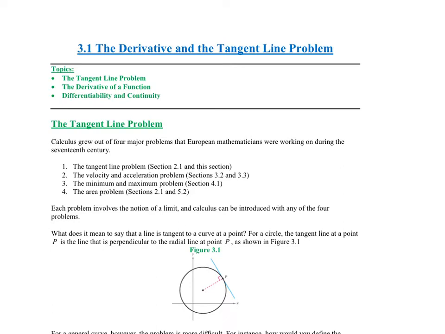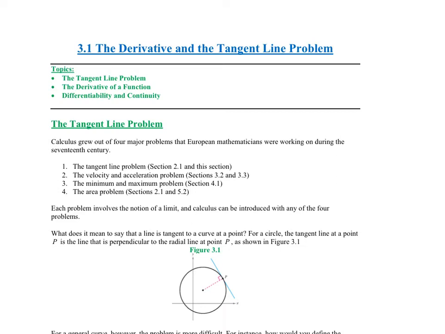We are now moving on to derivatives, and derivatives are primarily the vast majority of what Calc 1 is about, your first calculus course in the sequence. So we're going to start off with a problem that we're going to see numerous times throughout the semester. It's probably going to be on almost every single test except for maybe the last test. It's called the tangent line problem. So let's see what we're doing.